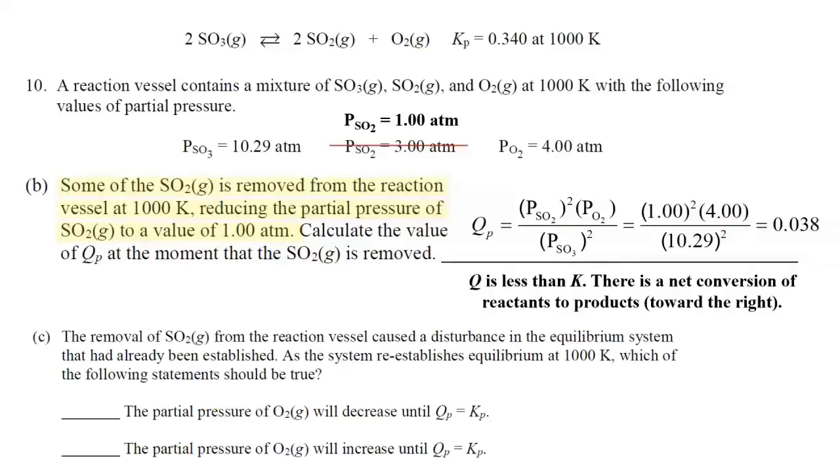Let's see how this will affect the partial pressure of O2. The removal of SO2 from the reaction vessel caused a disturbance in the equilibrium system that had already been established. As the system reestablishes equilibrium at 1,000 kelvins, which of the following statements should be true? If we are proceeding from left to right, from reactants to products, and since O2 happens to be a product, the partial pressure of O2 should increase until eventually Q equals K. So right now, the partial pressure of O2 is 4 atmospheres.